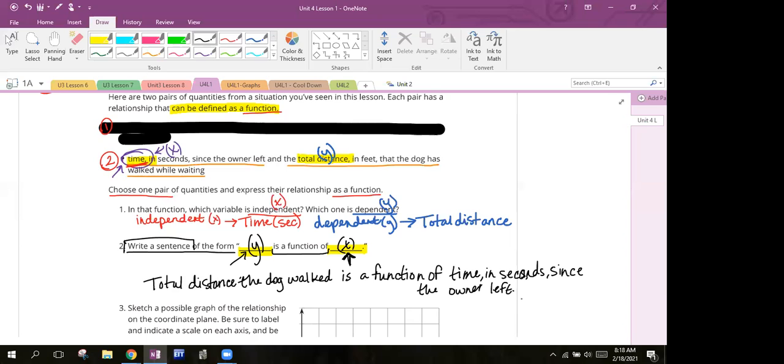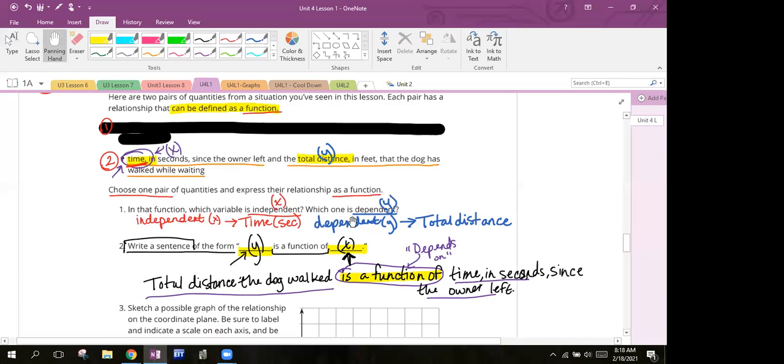All right, and I know it might be kind of confusing that the y value comes first in that little phrase, but whenever you see this little phrase is a function of, it actually means when you're saying that, you're saying depends on. Okay, so you're saying that this y value, the total distance, depends on how much time has passed. That's what it means when you're saying is a function of. All right, moving right along. So good job so far.